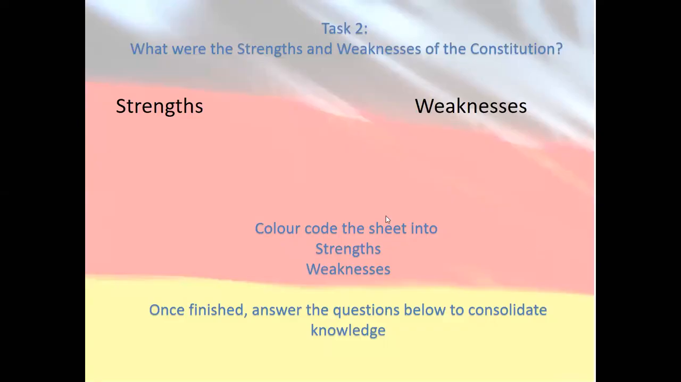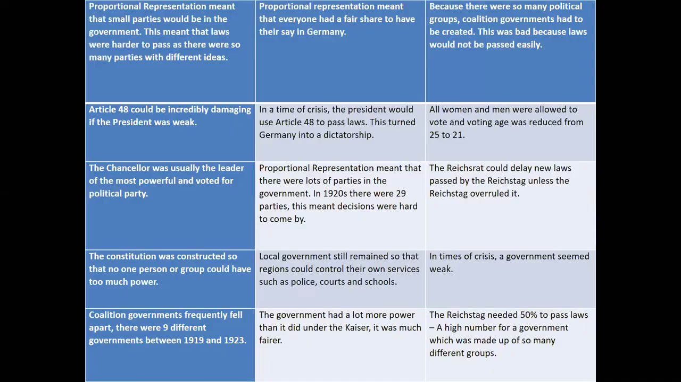So task 2, we need to look at the strengths and weaknesses of the Constitution. This is important because you need to understand that even though there were some good things about this, there were some fundamental weaknesses which caused problems many years later. So these are the statements. You need to decide if it's a strength or a weakness.